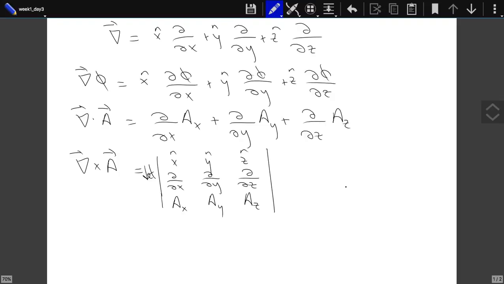Well, if you have scalars and vectors, this derivative operator itself is a vector, so you can multiply it with a scalar and obtain a vector. You can take the scalar product of it with a vector and get a scalar, which we call the divergence. Or you can consider the cross product of this derivative, which is itself a vector, with a vector, and obtain another vector, which we call the curl.